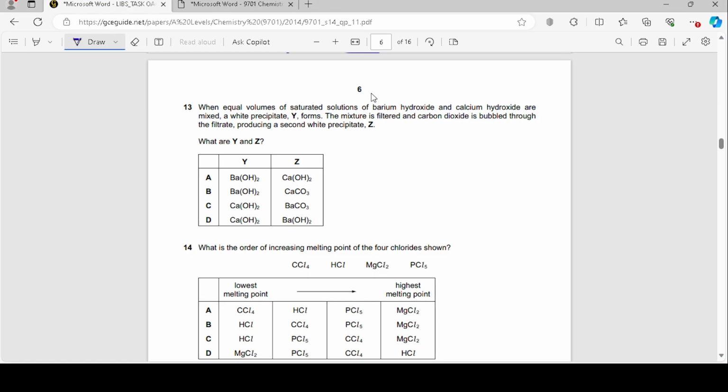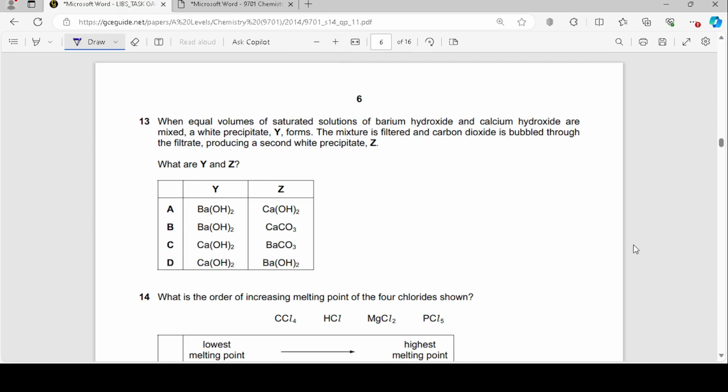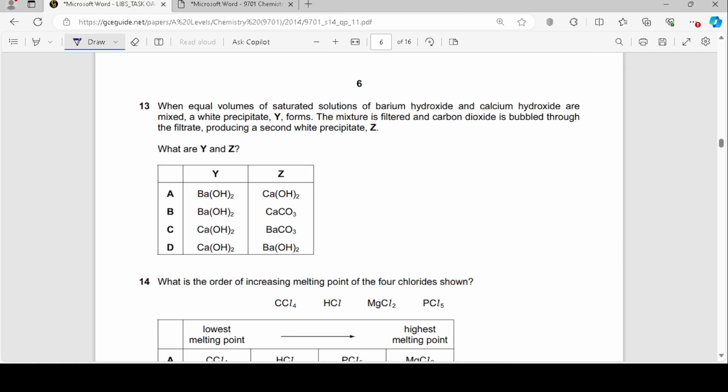When equal volumes of saturated solutions of barium hydroxide and calcium hydroxide are mixed, a white precipitate Y forms. The mixture is filtered and carbon dioxide is bubbled through the filtrate, producing a second white precipitate Z. So what are Y and Z? Okay, so I have barium hydroxide and calcium hydroxide, and I am mixing them, and you get a white precipitate Y forming.